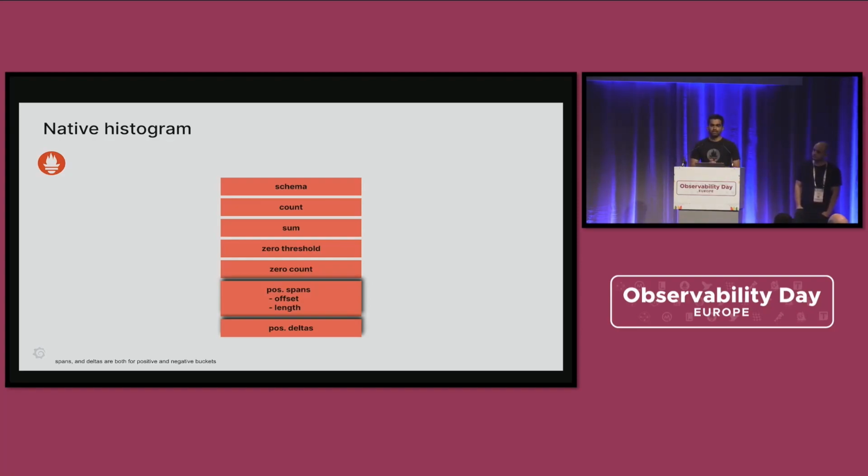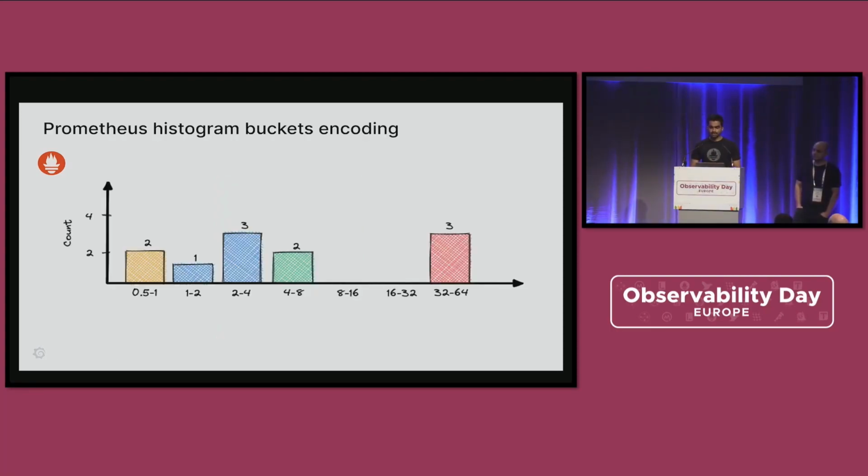Similarly, we have negative spans and negative deltas, which are a mirror image of the positive buckets, which are stored separately. But for simplicity, we will only talk about the positive stuff. I'll take the same example and explain how the spans and deltas are stored. So Prometheus uses a sparse representation of histograms as opposed to the dense representation of OpenTelemetry.